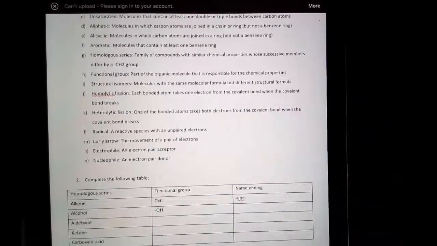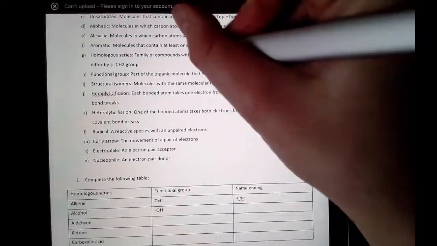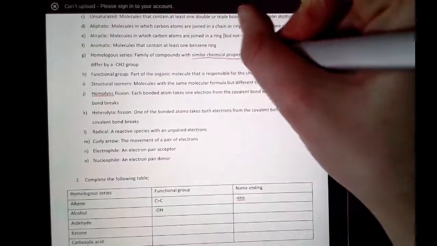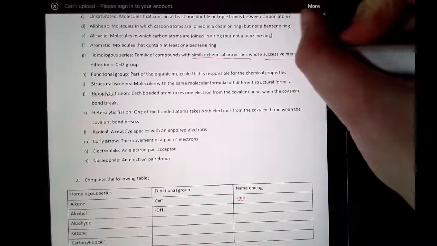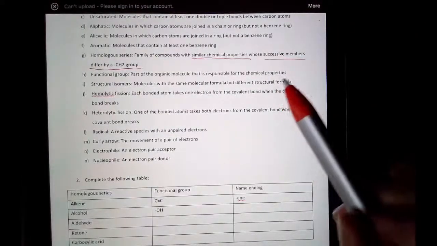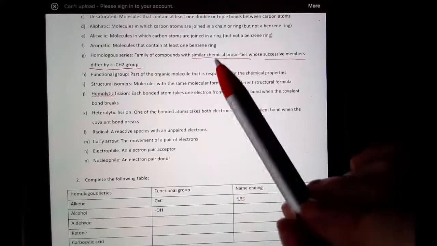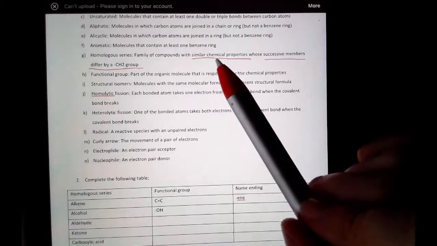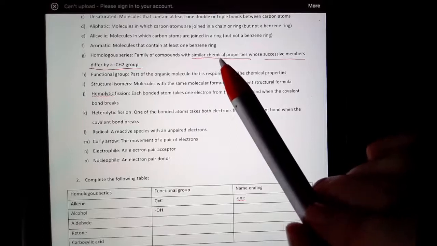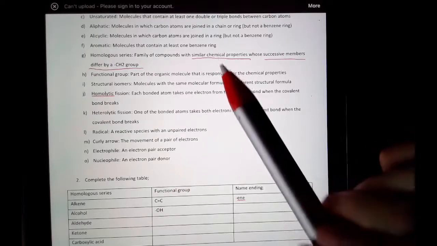For a homologous series, you must say that the compounds have similar chemical properties, and you must say that the successive members differ by a CH2 group. Okay, you need both of those in your definition. And when you're talking about the similar properties, you have to say chemical. Physical properties, just not specifying, is not good enough. It has to be chemical properties.